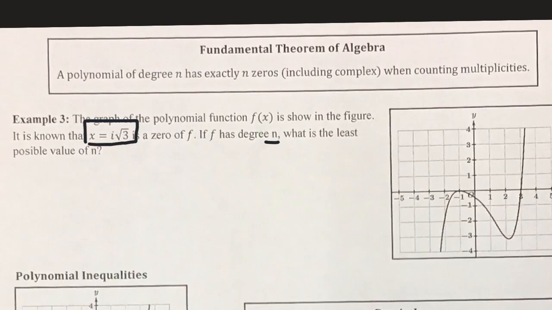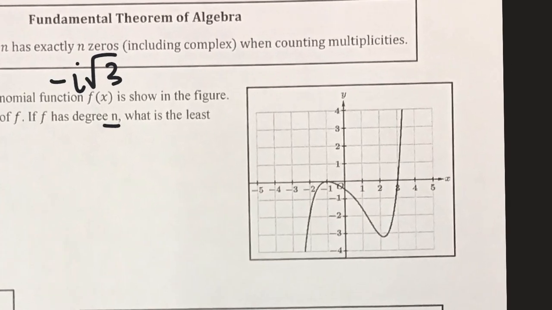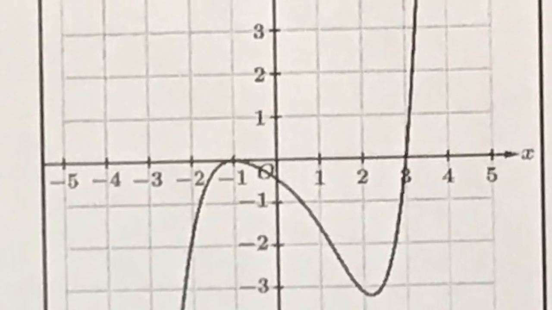Okay, so let's see. We know that complex roots come in pairs, so it's at least an x squared. In order to get i roots of 3, there also has to be negative i roots of 3. So there are 2 roots there, which means we have an x squared somewhere. Now let's see what else we have from our graph.